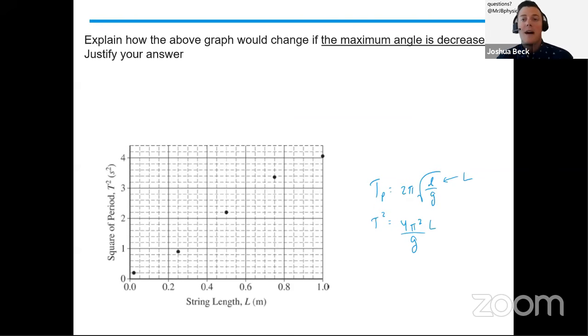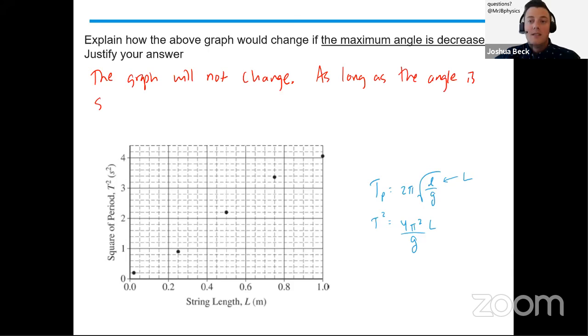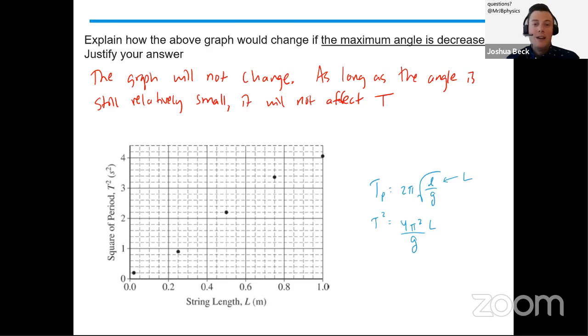Next part says, well, what if the maximum angle is decreased? Okay. Well, the graph will not change. See, we already said the maximum angle is relatively small, so we've got this approximation for the period. So if we've decreased our maximum angle, then it's still relatively small. And as long as our angle is small, it's not going to affect the period. You can look at your equation for the period of a pendulum, and theta is not part of it as long as you're at these small angles where this equation is valid.